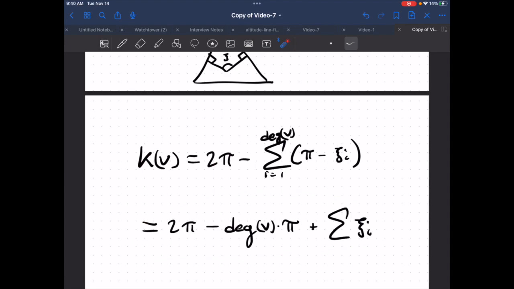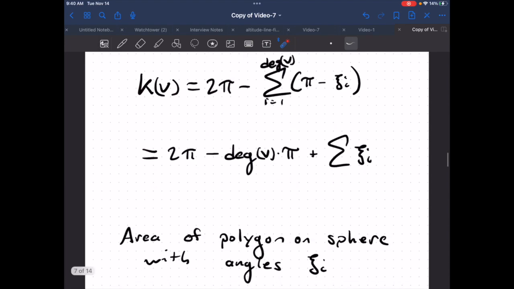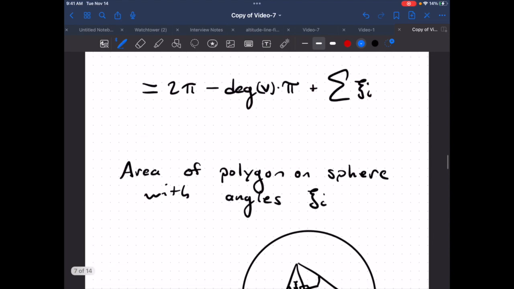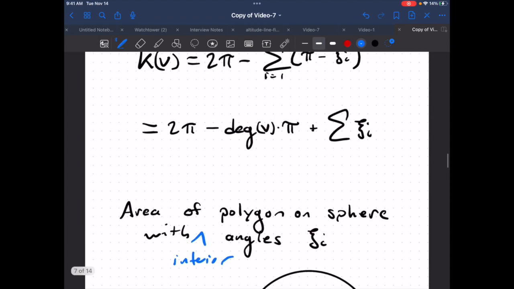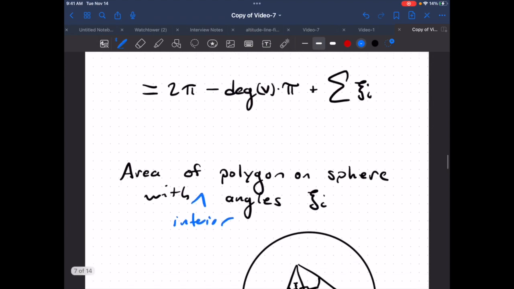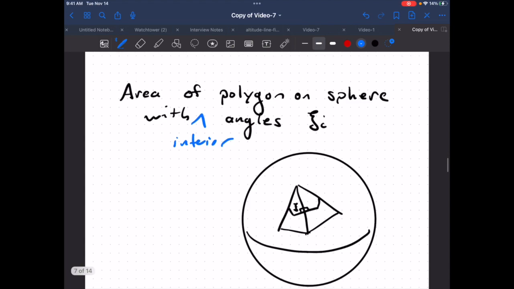In video 2, this was exactly the formula for the area of a polygon on a sphere with interior angles. I should say interior here. Xi. So that's pretty cool. So I think that's a nice interpretation. And we can think of this geometrically.